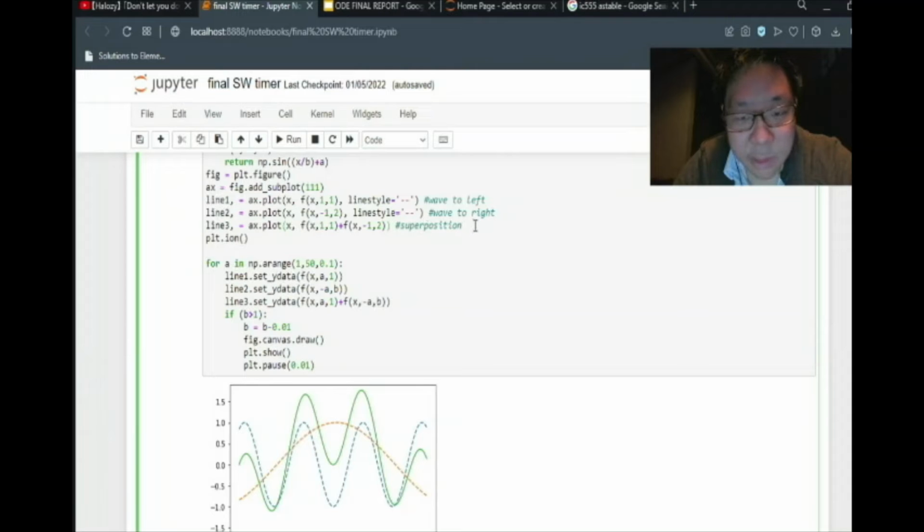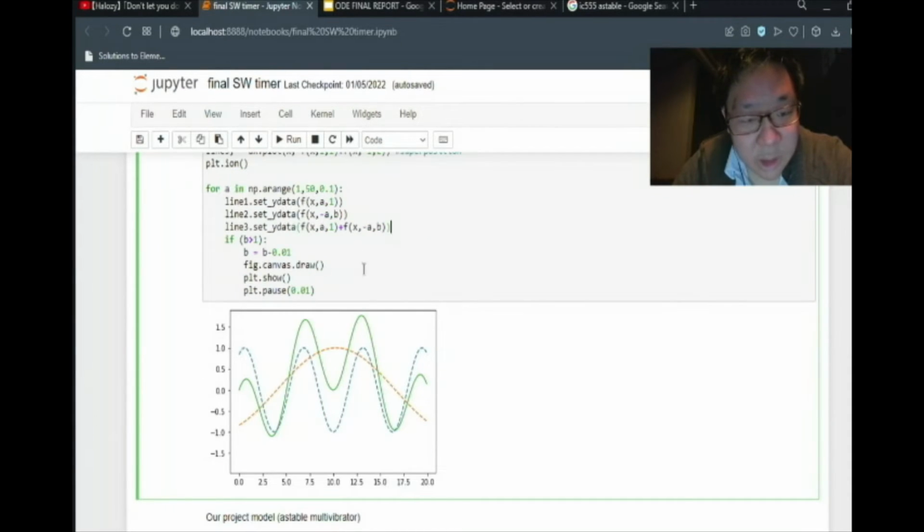Finally, we have the superposition of the two waves. And here we'll plot the waves. So the blue dotted wave is the wave that's going to the left, the orange wave is the one that's going to the right, and the green one represents the superposition of the two waves.